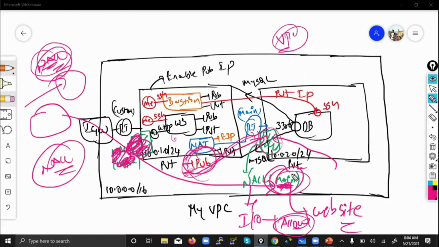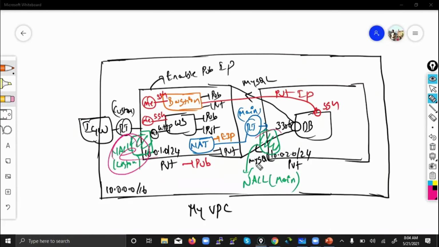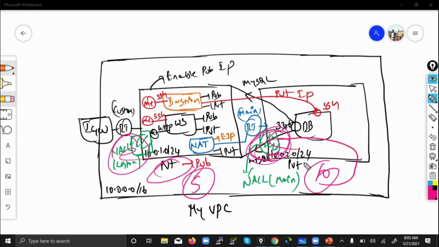So that happened in our case also. Until we have created a custom NACL, all the subnets are attached to the default NACL. If you want, you can cross-check while practicing. Before you create a custom NACL, just check the main NACL to see how many subnets are attached. Not only two. Let's say you have created 10 subnets inside the VPC. All 10 subnets will be attached to the main NACL.